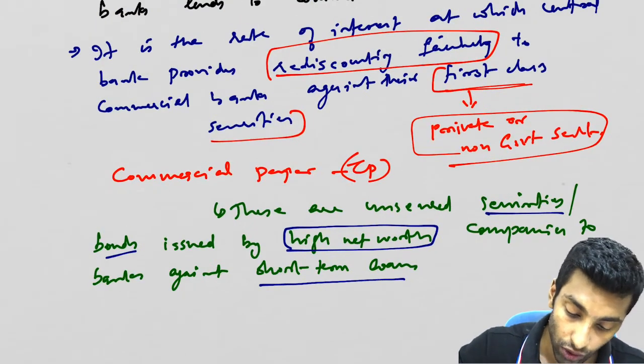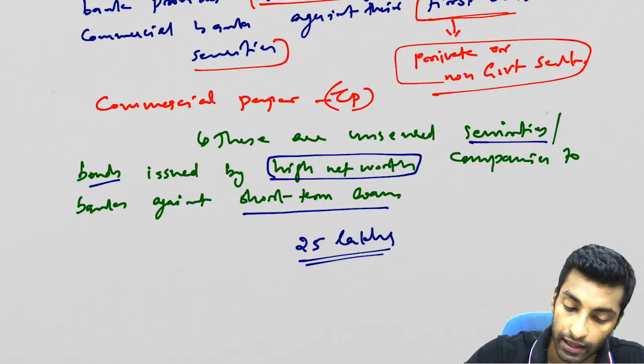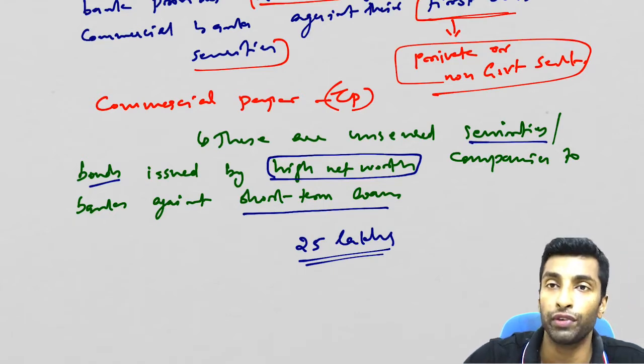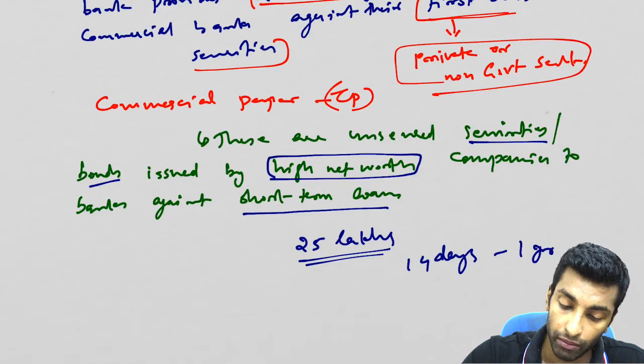I'll show you what this is. Now I'll explain what rediscounting is, but before that I'll explain what discounting is, or first how the banks buy bonds. Now these are issued for a minimum value of 25 lakhs at a discount, and the maturity period varies from 14 days to 1 year. So there's a short term capital for the high net worth companies.